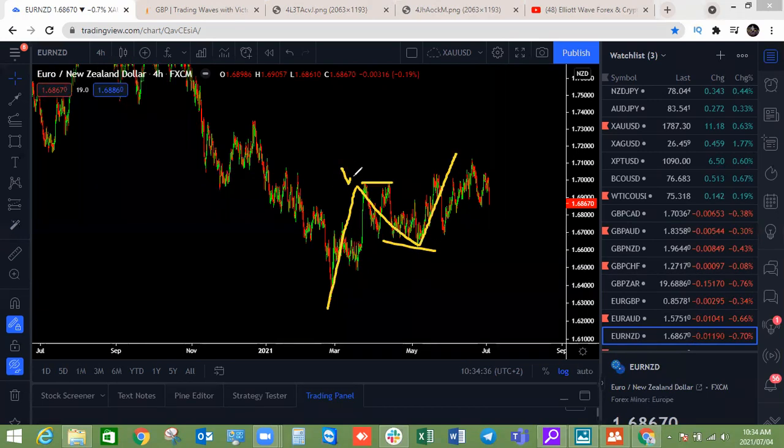Although the W, or rather the Y, is slightly shorter than the W, that's fine, that's acceptable according to the rules and the guideline. This can be a move to the downside all the way back to around these levels. We take it 1 wave at a time. We've got a pullback here. Look for another entry when it makes a deeper correction again.